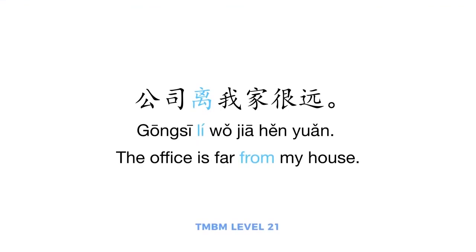公司离我家很远. The office is far away from my house. So as you can see from this sentence, it's a really simple sentence. The structure is location 1 plus 离 plus location 2 plus the relative distance. For example, 远 or 近. 近 means close. So you could say 公司离我家很近, which would mean it's very close to my house. And so regardless of whether you say far or close, this is a way of getting across that relative distance by using 离. Let's look at another sentence.